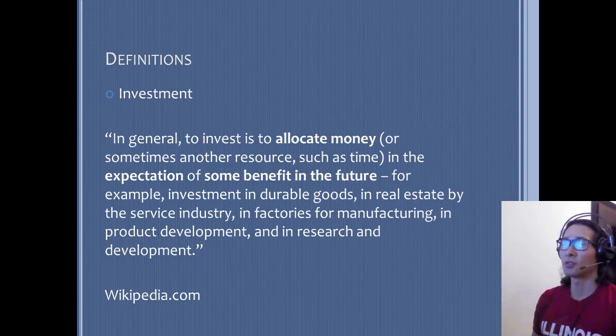So, according to Wikipedia, investment, in general, to invest is to allocate money or sometimes another resource such as time in the expectation of some benefits in the future. For example, investment in durable goods, in real estate by the service industry, in factories for manufacturing, in product development, and in research and development. The most important idea here is that to invest is to allocate money in the expectation of some benefits in the future.